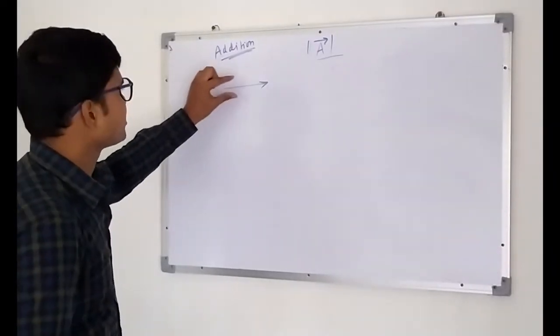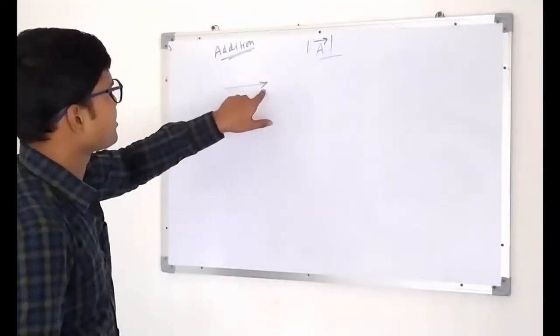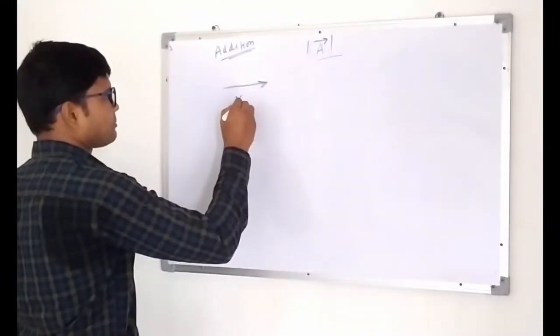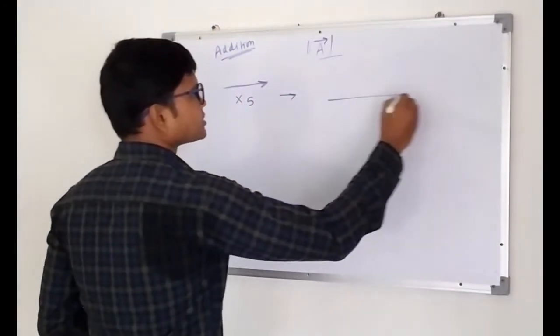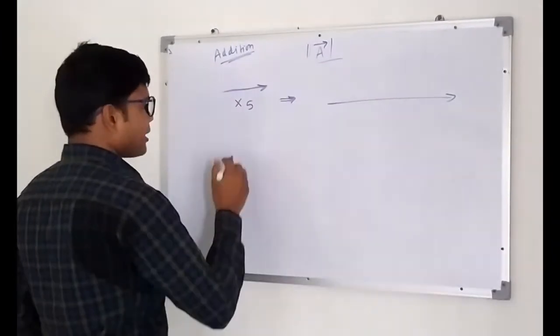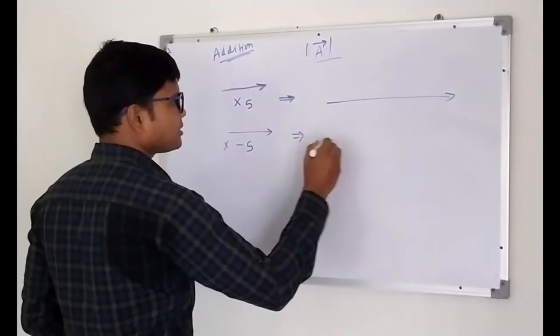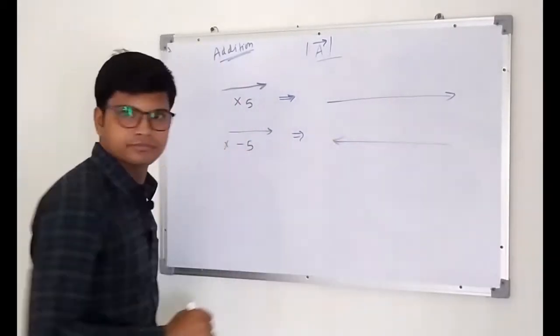The size of the arrow gives you the magnitude, and the direction depends on the head. Okay, so it's this side, and if I multiply by 5, it will become this one here. It is 5 times this one. Now if I multiply this same vector by -5, what will happen? The head will go this side.